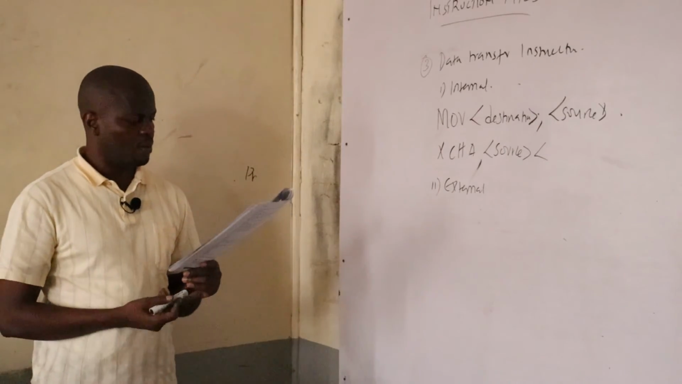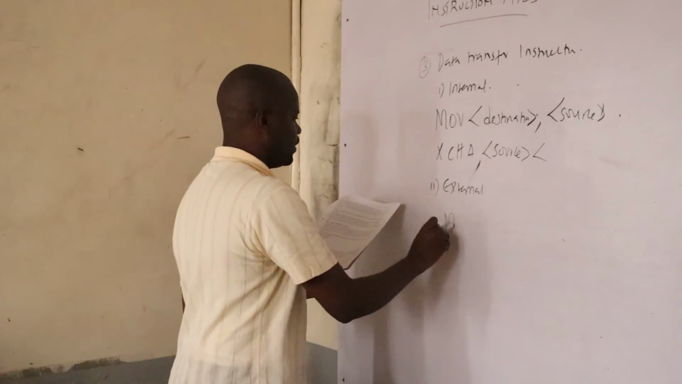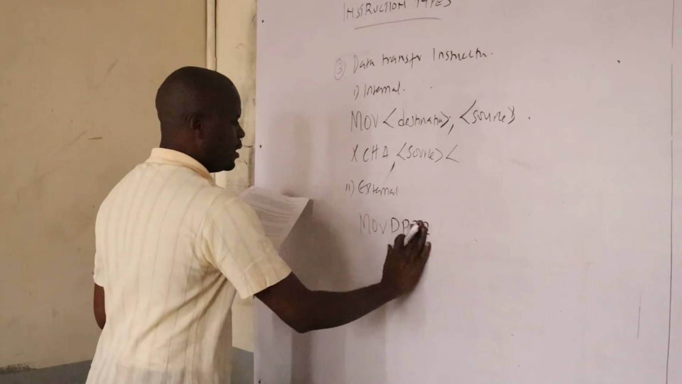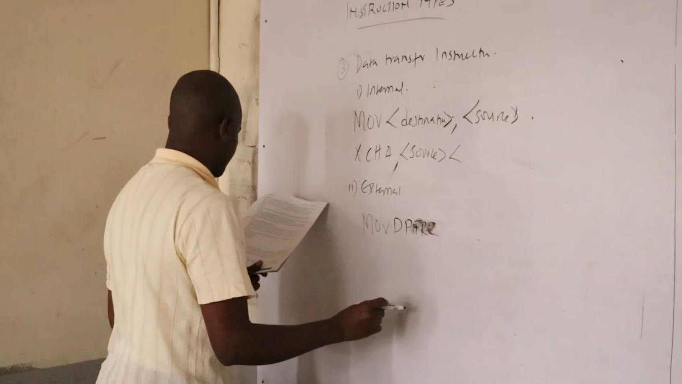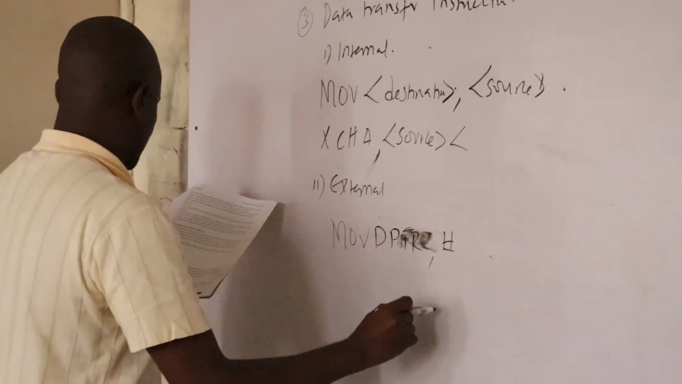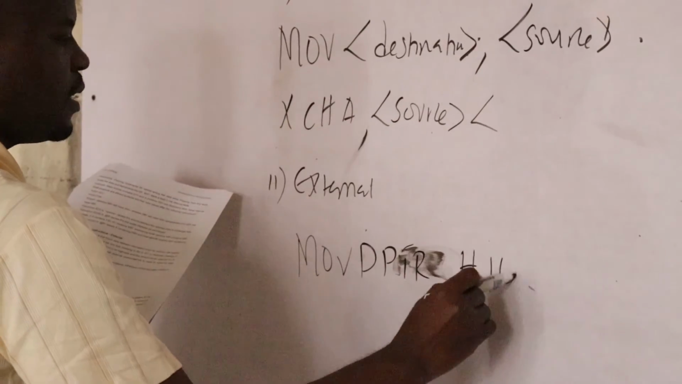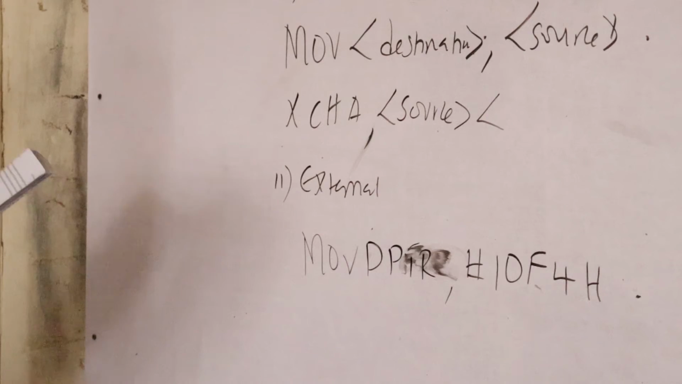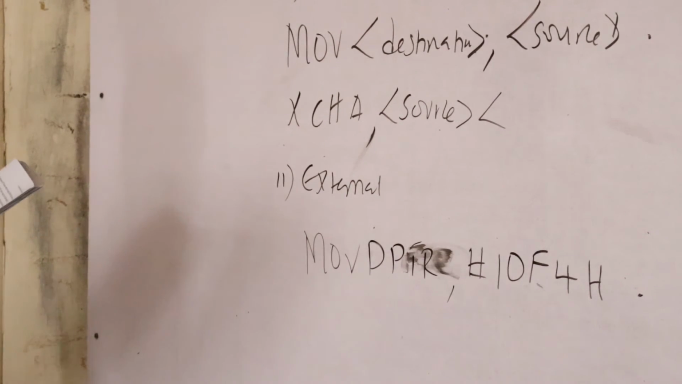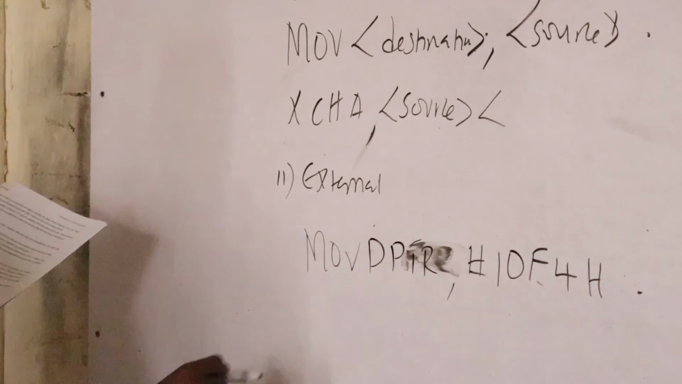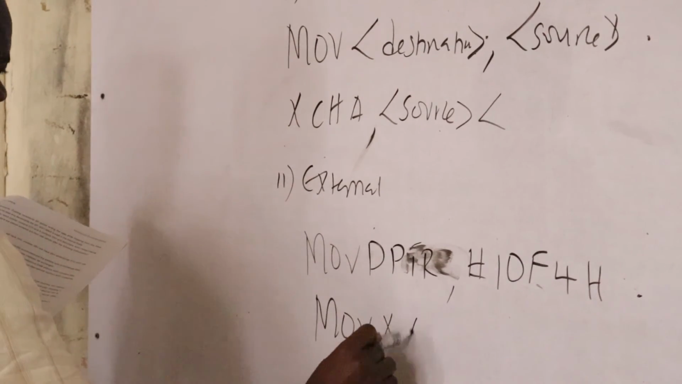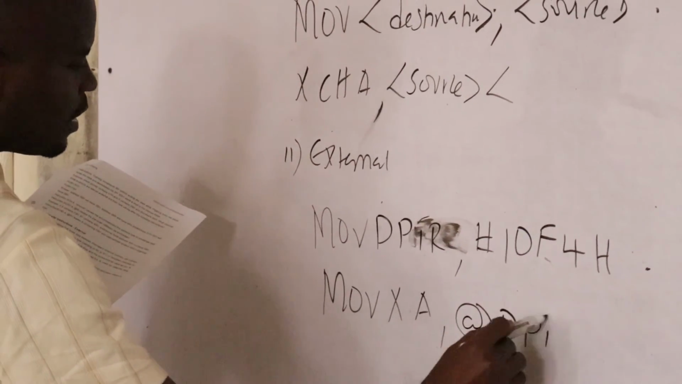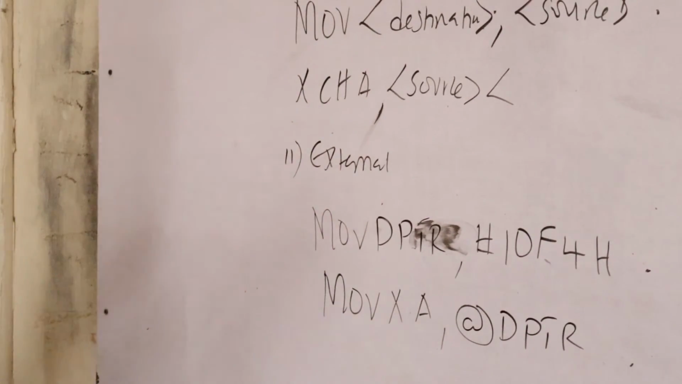For example, you can talk of an instruction like MOV DPTR, comma, 10F4h. That one can be a good example. You can also talk of MOVX. You can also talk of an instruction like MOVX A, comma, @DPTR. So those are some examples.